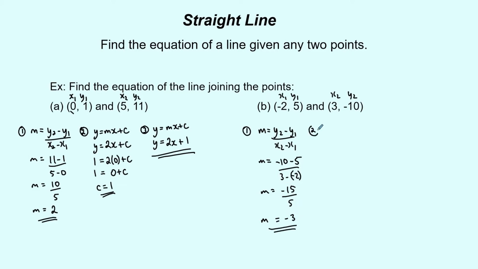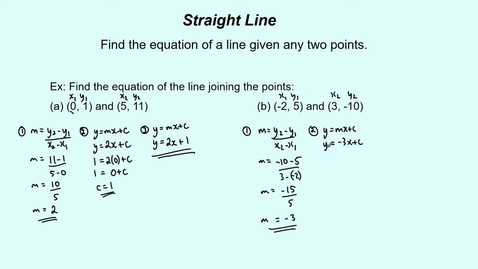Second step, find the y-intercept. So we know that y equals mx plus c, and in this case m was negative 3. So we're going to choose one of the original sets of coordinates. Neither is really any easier than the other. I'll pick the lower numbers again, so I'll pick the first one.